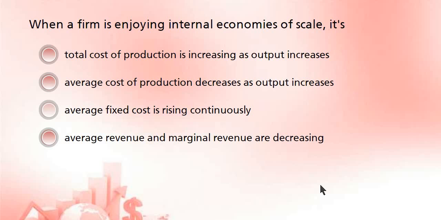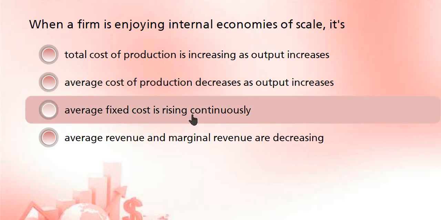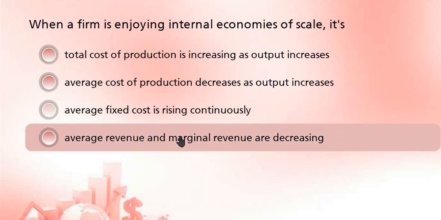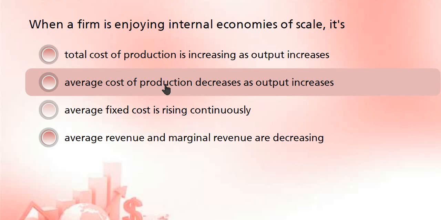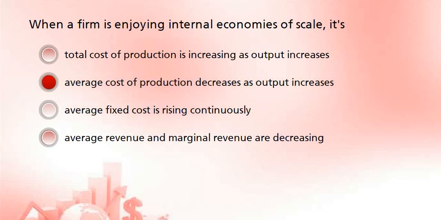Question 17. When a firm is enjoying internal economies of scale, is A, total cost of production is increasing as output increases, B, average cost of production decreases as output increases, C, average fixed cost is rising continuously, D, average revenue and marginal revenue are decreasing. The right answer is average cost of production decreases as output increases, which is B.